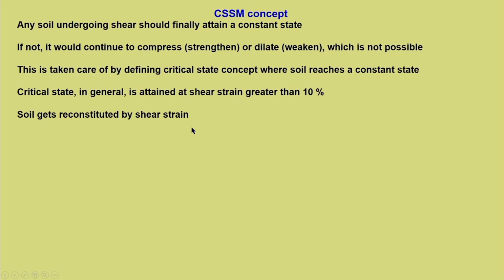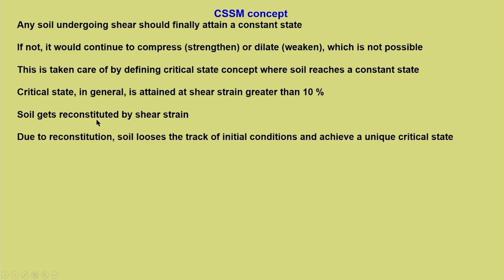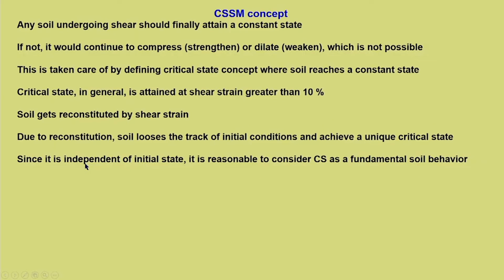Soil gets reconstituted by shear strain. Due to this reconstitution, soil loses track of initial conditions and achieves a unique critical state. So, that is what is more important, why it is not dependent on the initial state. The concept says that the reconstitution that happens during shearing enables soil to lose its memory of where it has come from. So, it is more like it is forgetting its initial state of conditions, what is the stress history to which it was subjected. Finally, it reaches this surface or line which is called critical state.